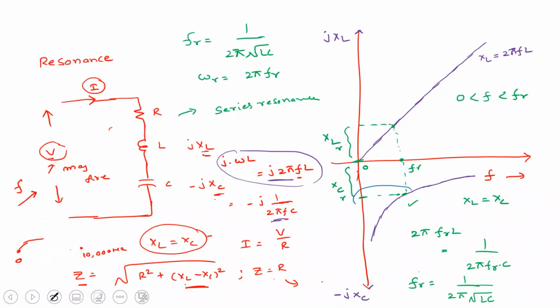During this range, the capacitive reactance will be more when compared to the inductive, so the circuit behaves as capacitive. At f equal to f_r, the circuit behaves as resistive. At resonant frequency, it acts as pure resistive. If f is greater than f_r, the circuit is inductive.